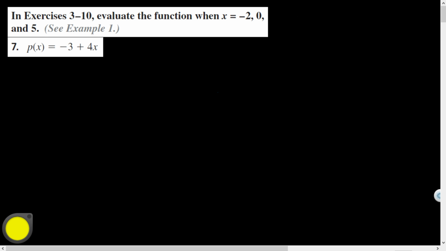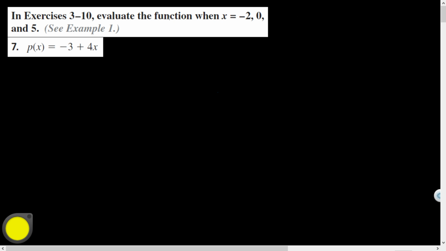We're taking a look at 3.3's homework, page 124. We've been talking about graphs and functions and lines and function notation specifically from this lesson. It says evaluate the function when x equals -2, 0, and 5. And so this says p of x. That means the input is x and the output is this p of x function, okay?